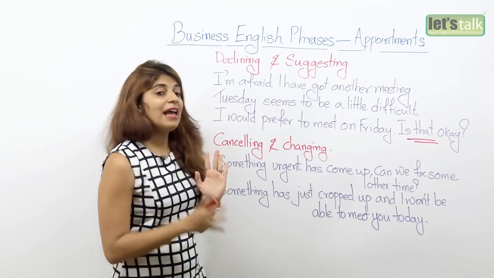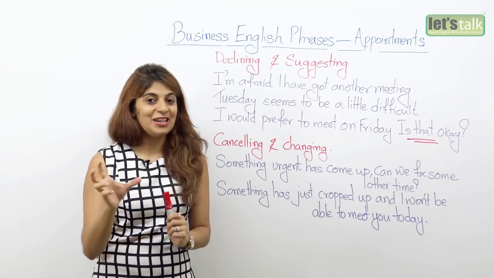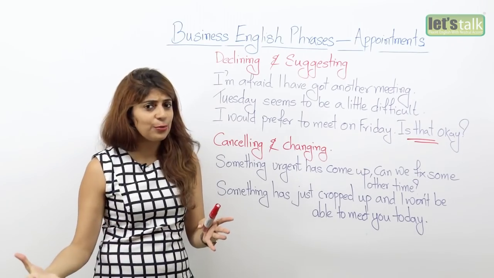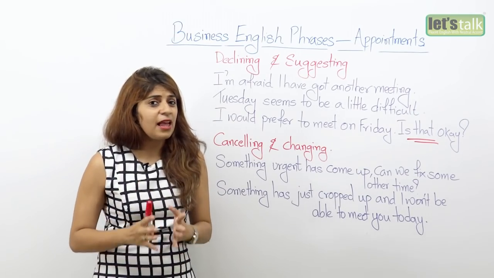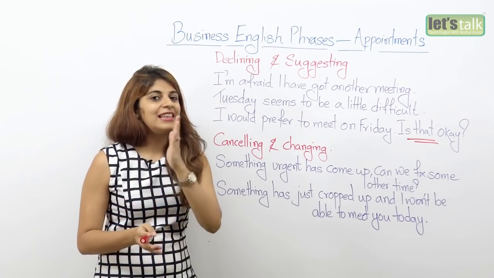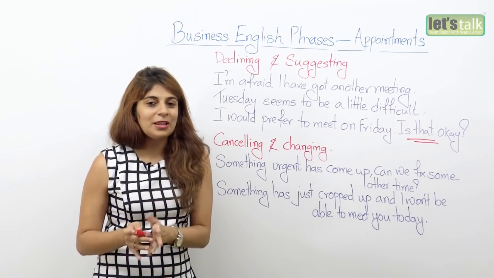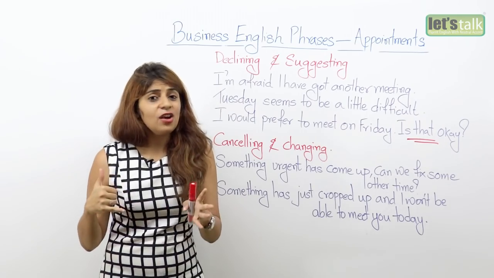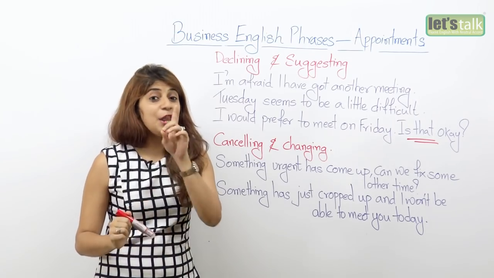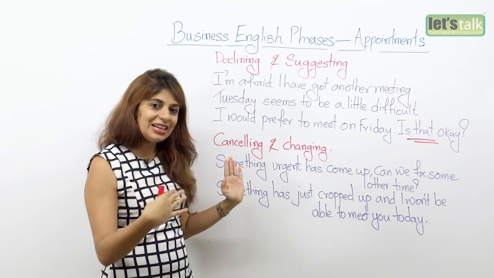Now, how do you cancel and change your appointment? Now, probably you have already decided on a time, okay, and yes, you were okay with the time and you agreed to it, but now something has come up and you have to cancel. Now, do not cancel at the last minute, okay? If your meeting is at 5 p.m., you cannot call that person at 4:55 and say, hey, look, something has come up and I can't meet you. That would be so rude and not professional at all. So please try to call a little earlier, okay?